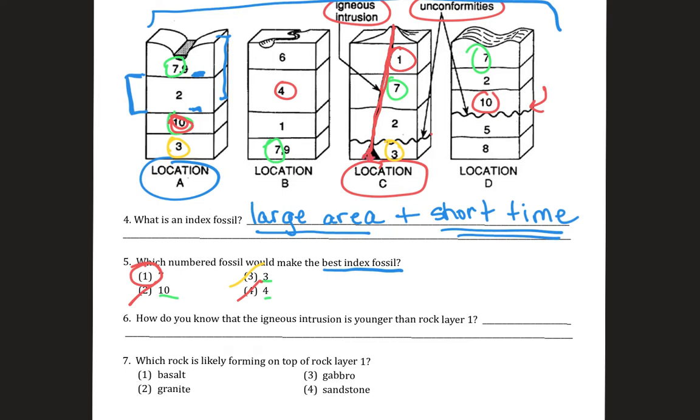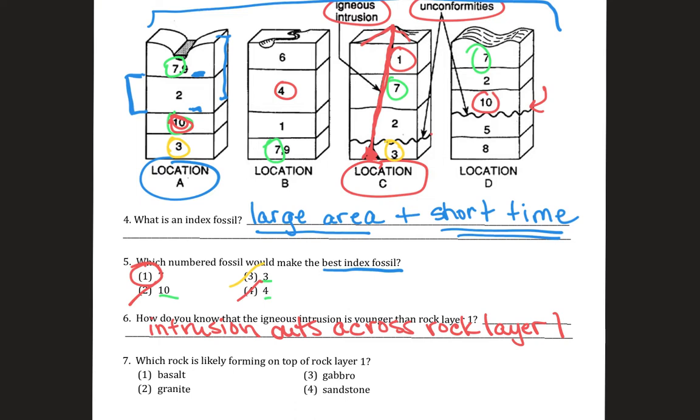It started off down here as some magma, probably deep below ground, and then it worked its way up and finally erupted on the surface as this volcano. So rock layer 1 has to be older because the intrusion cuts across rock layer 1. That's all you got to say. Okay, that's the evidence.